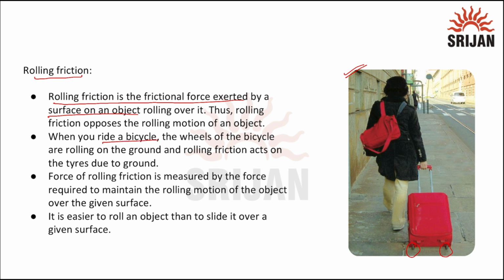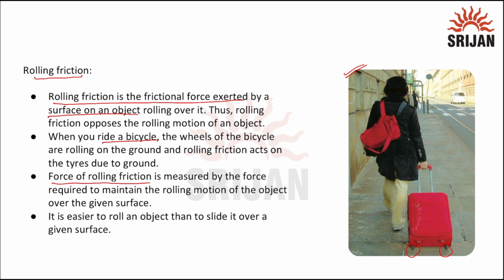When we ride a bicycle, the tire starts rolling, and the friction that is acting at that point, known as rolling friction, starts acting on the tires. This friction is due to the ground, or we say the interlocking between the tires and the roughness that is there in the ground.